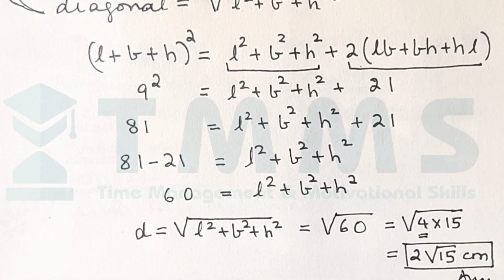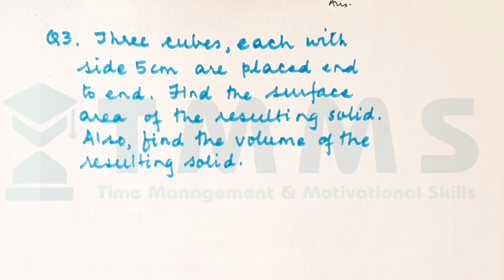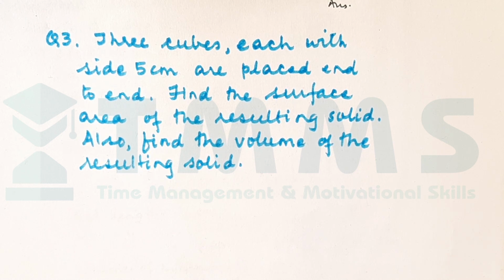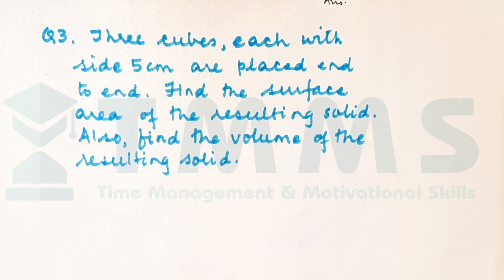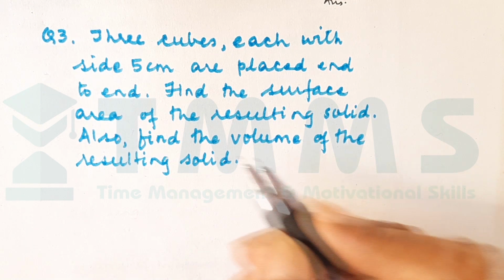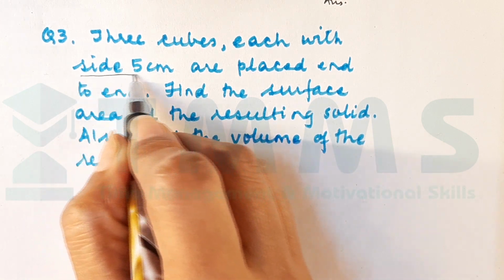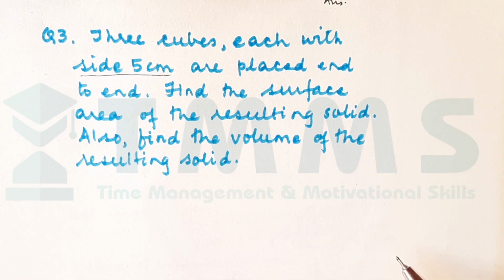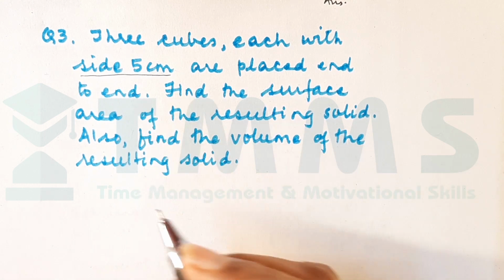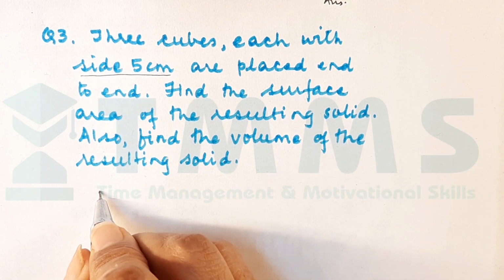Let's come to question 3. 3 cubes, each with side 5 centimeter, are placed end to end. Find the surface area of the resulting solid. Also, find the volume of the resulting solid. Now here the only thing that is given is the side is 5 centimeter. So what is our tip number 1? Tip number 1 is know what is given and get the diagrammatic representation.